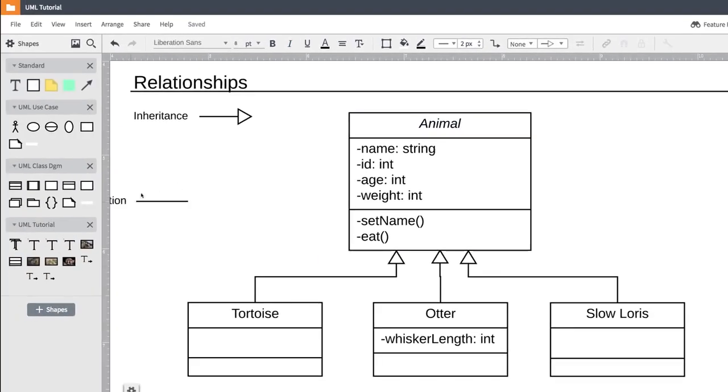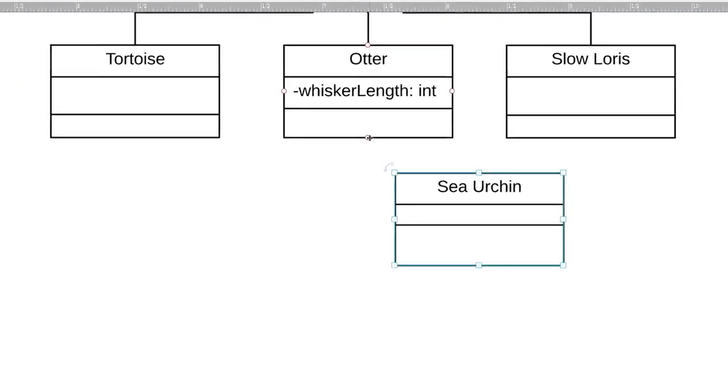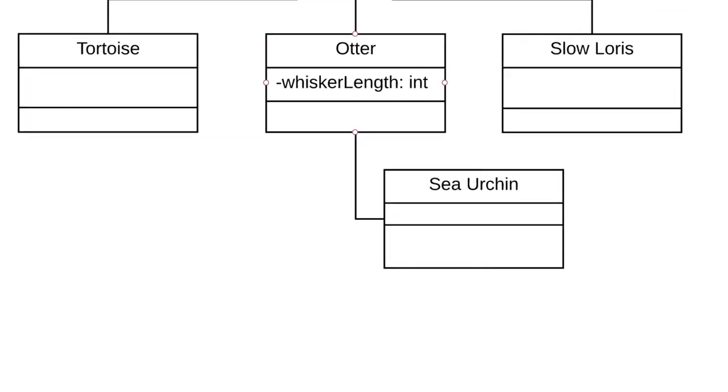Okay, another type of relationship is association. So if we had a class for sea urchin, we could draw an association, which is just depicted by a simple line, between otter and sea urchin. And we'd say otter eats sea urchin. There's no dependency between them, it's just a basic association relationship, and it's pretty simple.